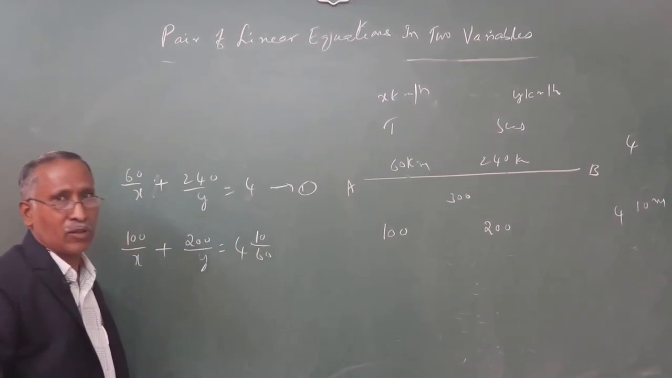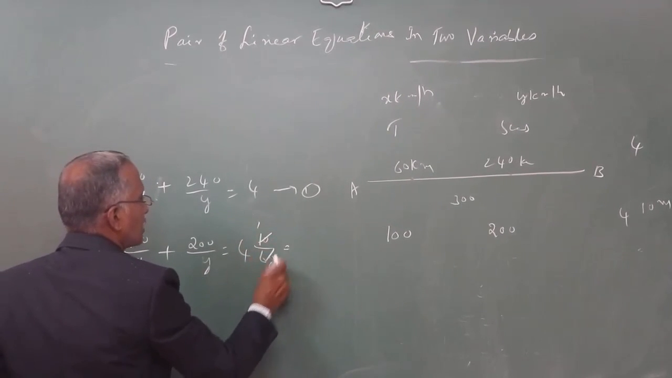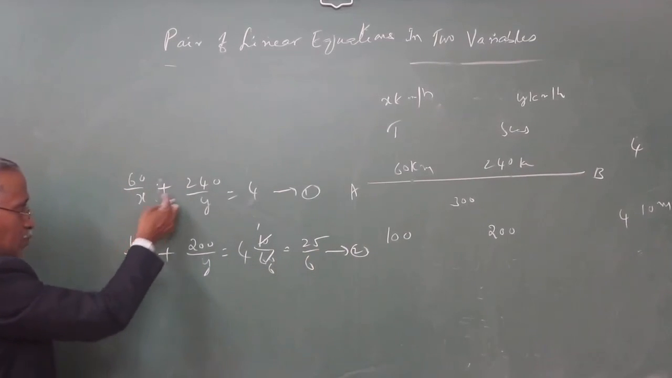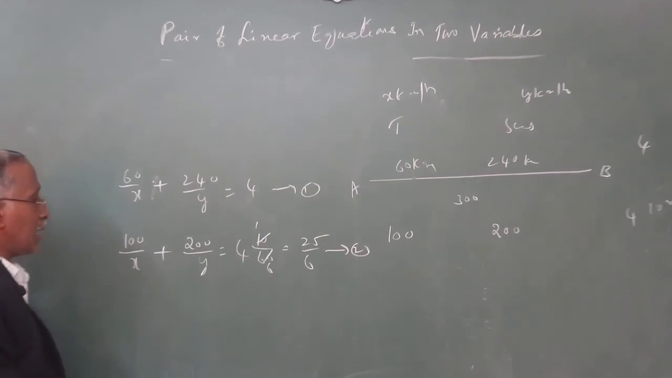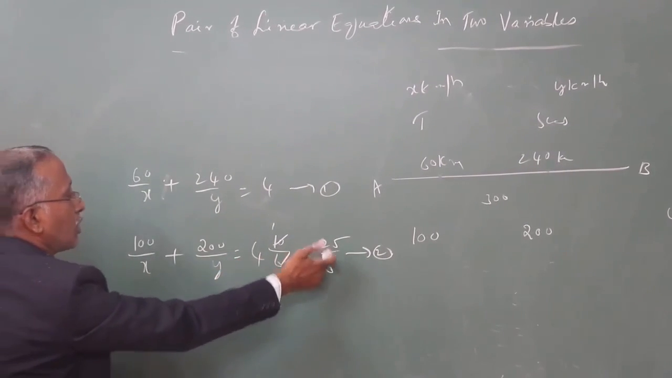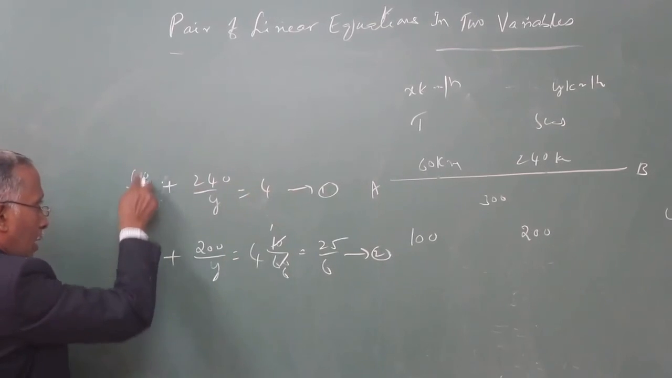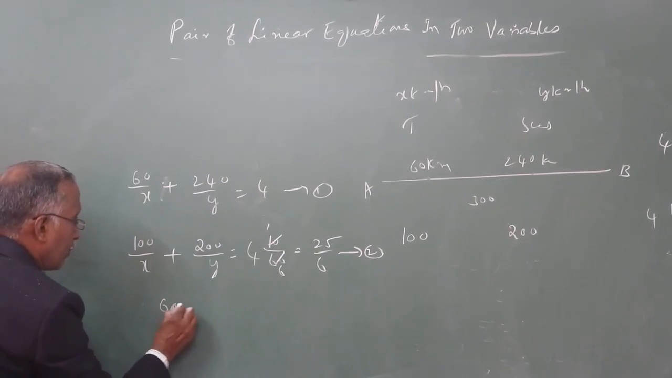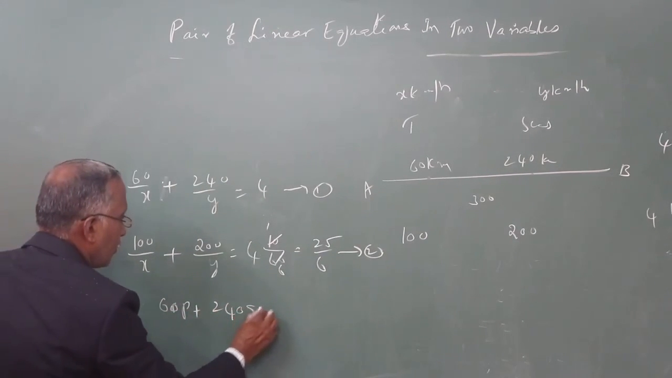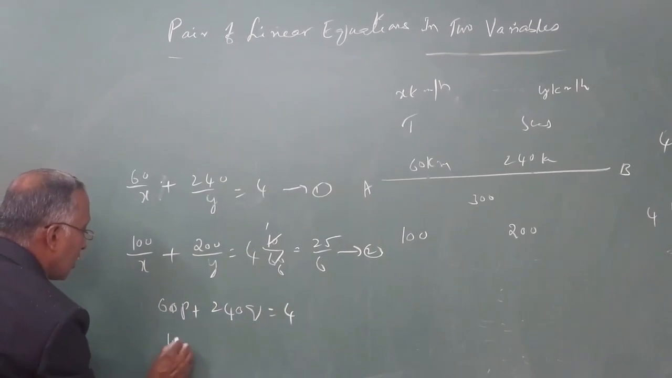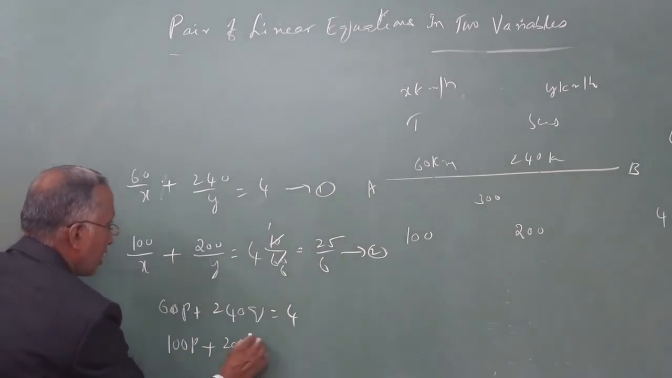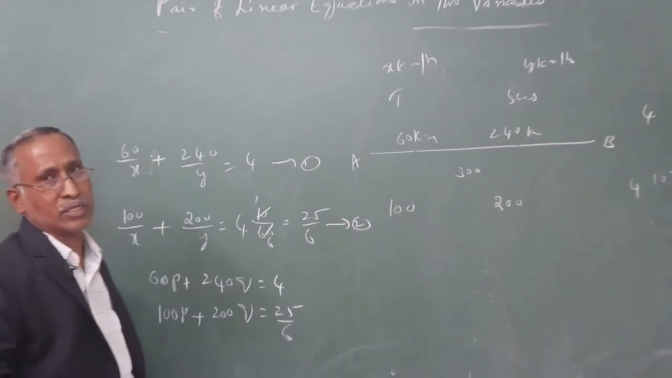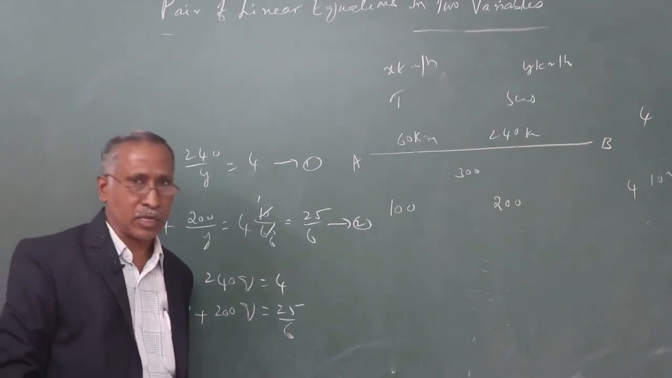10 minutes you can convert to hours. 10 sixes are 60, 6 fours are 24, plus 1 is 25 by 6. Look at this now. 60 by x plus 240 by y equals 4. 100 by x plus 200 by y is equal to 25 by 6. What you have to do now? Let one like in the previous sum. You can take 1 by x as p and so on. 60p plus 240q is equal to 4. In the second case, 100p plus 200q is equal to 25 by 6. Now we have got two simultaneous linear equations you have to solve by any one of the three methods now.